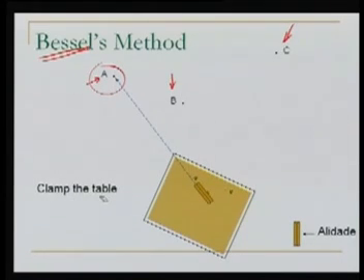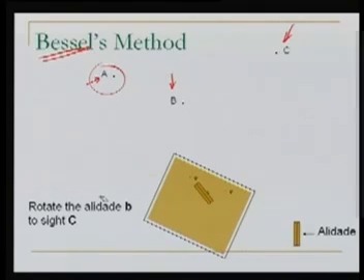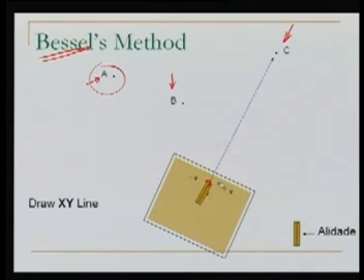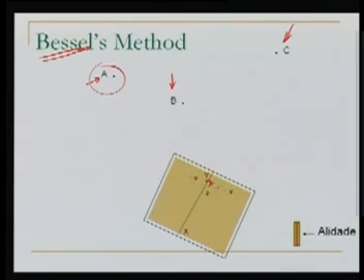The table is clamped. After clamping the table, we rotate the alidade about B to sight C. Well, we rotate the alidade over here. The alidade is rotated so that you can sight C. Let's do it. Well, this is how it has been realized. And we draw a line, and that line we call XY. So in that condition, once C was bisected, by keeping the alidade at small b, we have drawn this line XY.